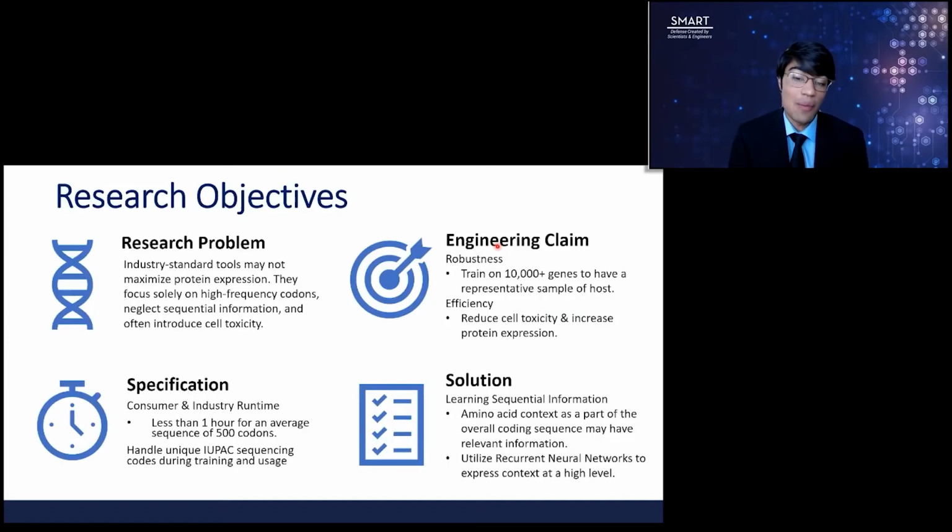I wanted to develop a codon optimization tool that takes an amino acid sequence and optimizes it based on the sequential and contextual information present in the genome of the target organism. My goal was to train on a robust data set of over 10,000 genes. My tool should have less than a 1-hour runtime for optimizing the sequence. And finally, I based my solution on recurrent neural networks, as this algorithm can understand sequential context.